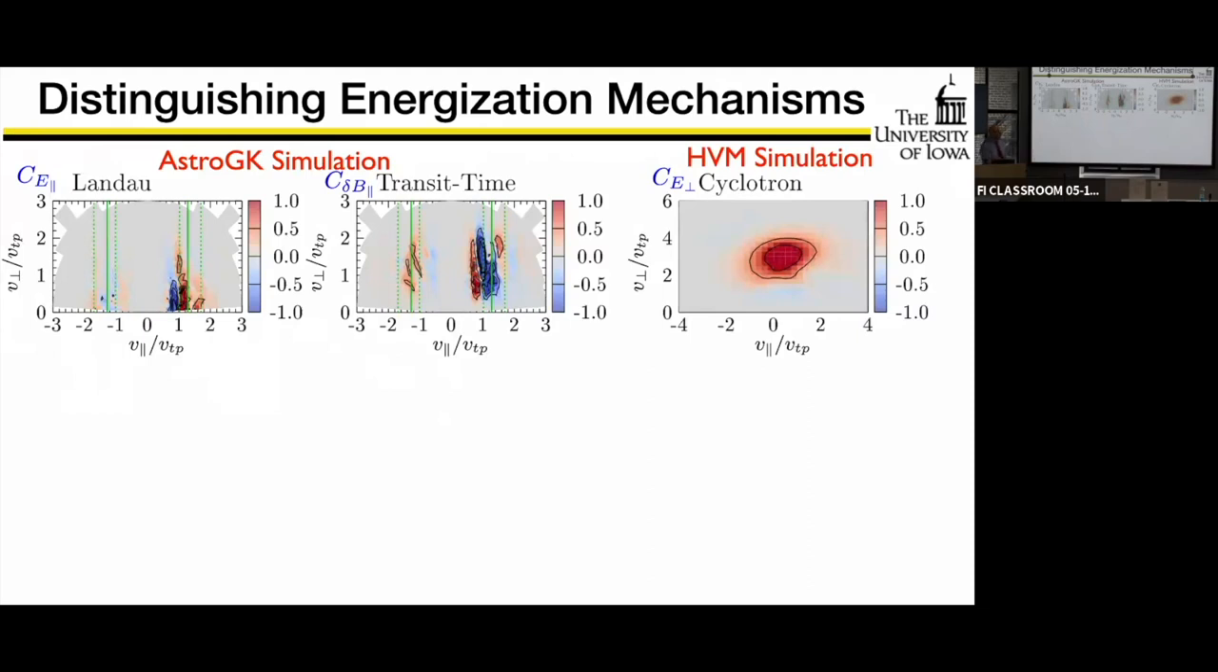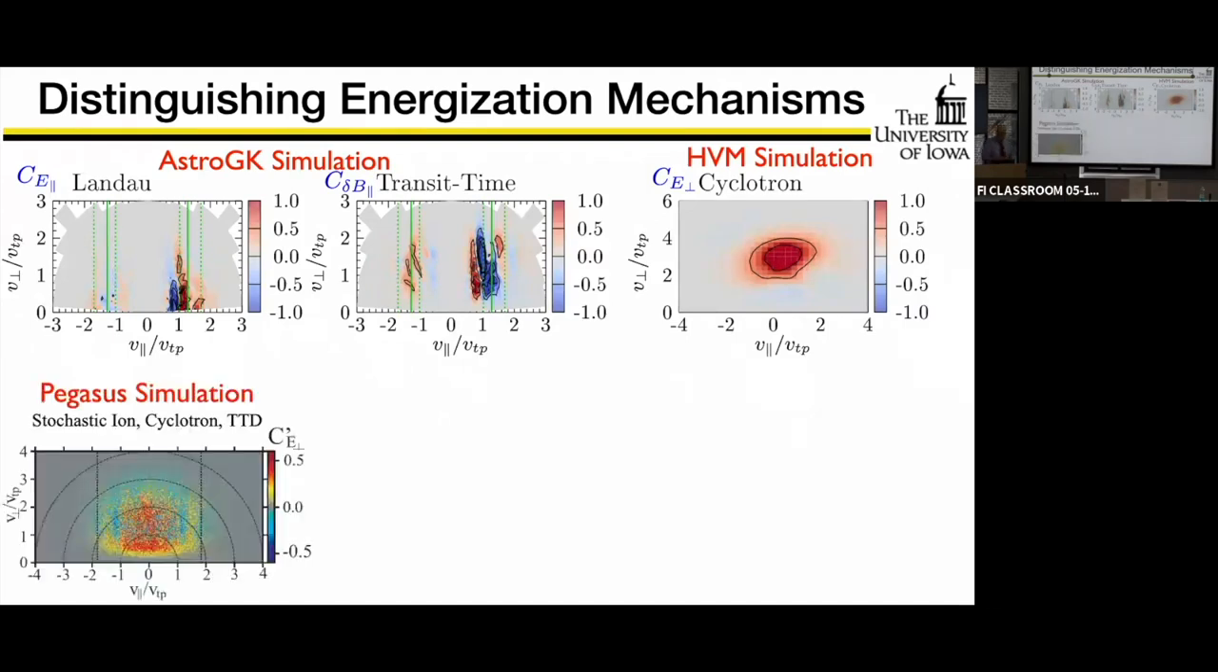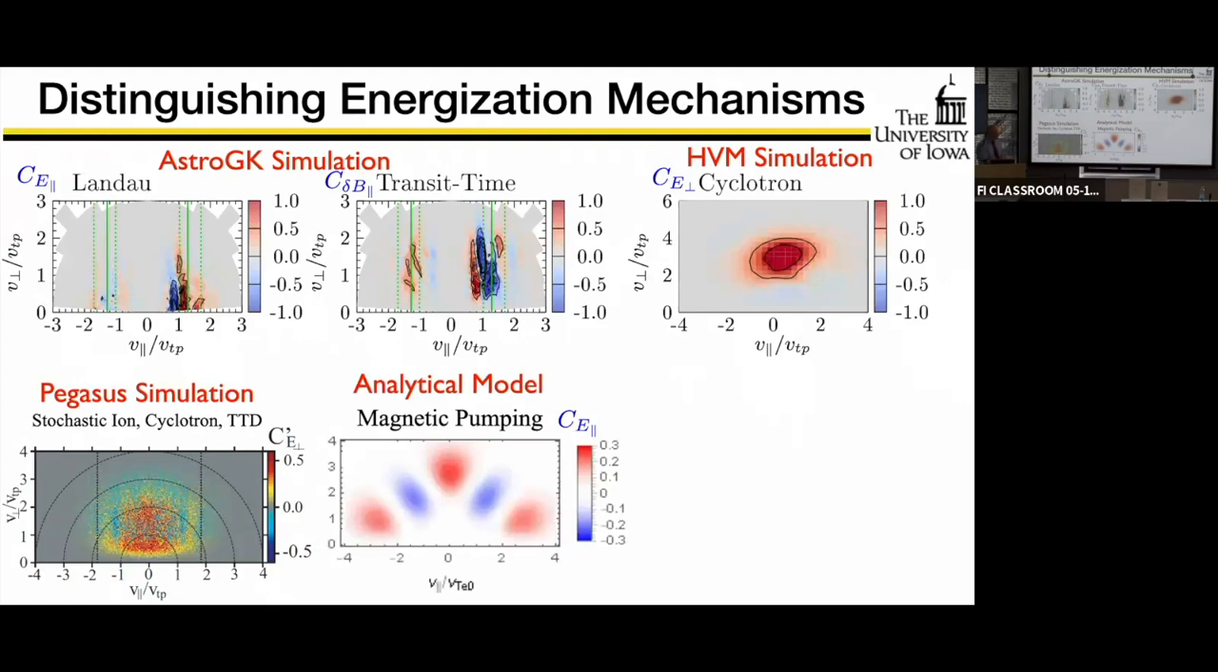So this was a hybrid Vlasov-Maxwell simulation of high frequency turbulence, which led to a lot of ion cyclotron damping. And you see energization in a completely different part of this gyrotropic phase space. So you can completely distinguish those. And then there's a Pegasus simulation. And in fact, and I will decompose this in a minute, we see evidence for three different mechanisms going on here. I'll cover that in the next slide. In addition, we've done analytic models of, say, magnetic pumping, one of those non-resonant mechanisms. And again, we get yet a different pattern from all of these above.